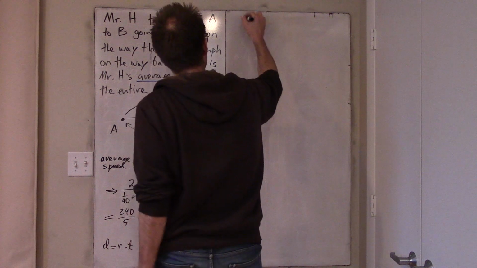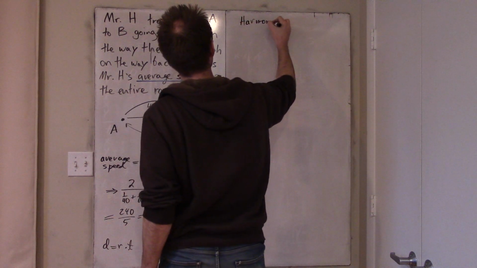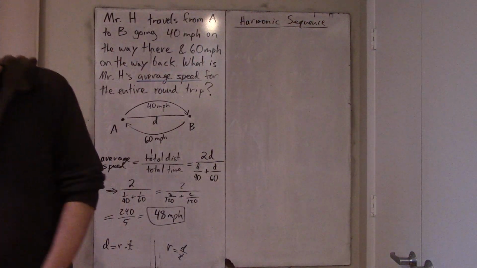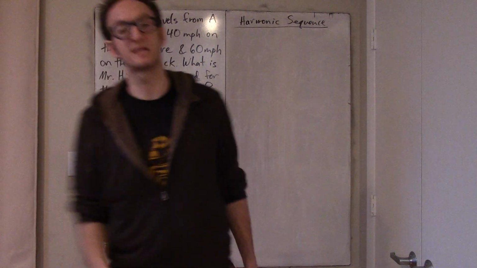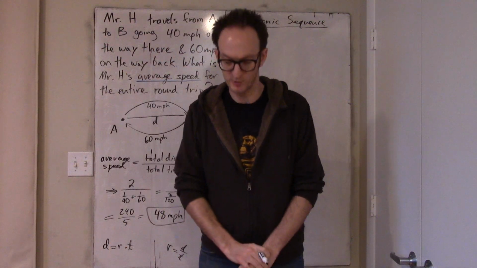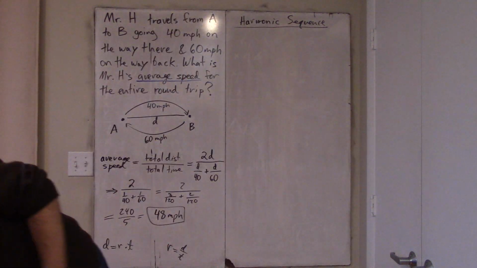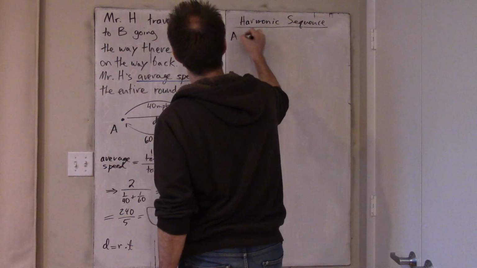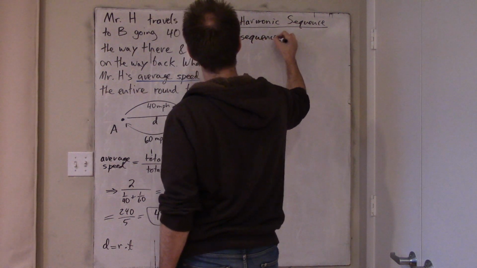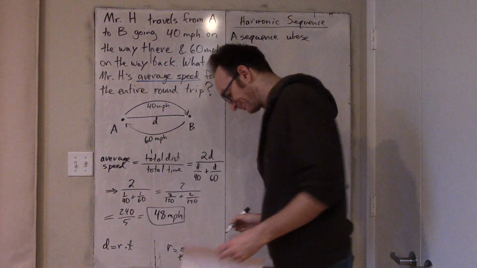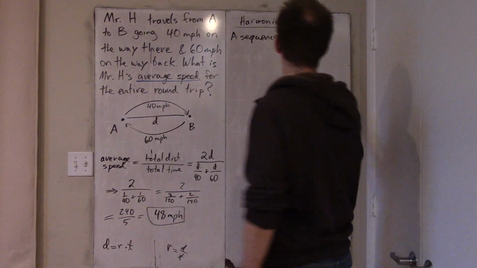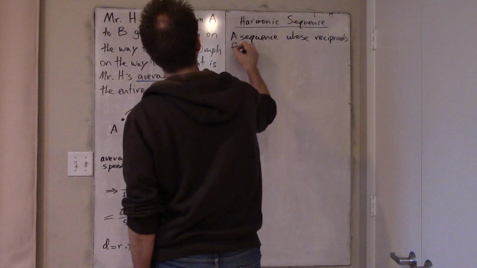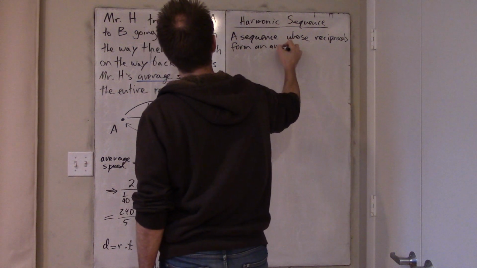Well, I shall now introduce to you this thing called a harmonic sequence. Okay, what is a harmonic sequence? Well, we've seen already arithmetic sequences and geometric sequences. So what is a harmonic sequence? Okay, well, I'll tell you. A harmonic sequence is, I'll just write it right now. It's a sequence whose reciprocals form an arithmetic sequence.